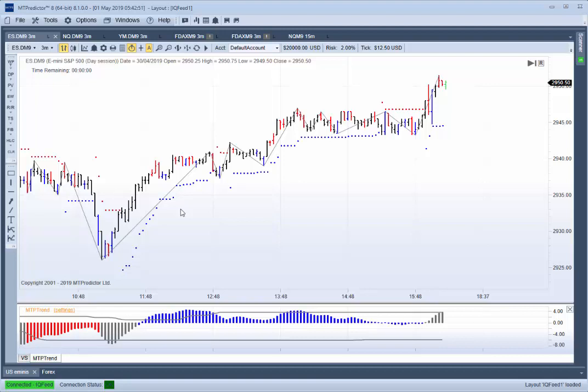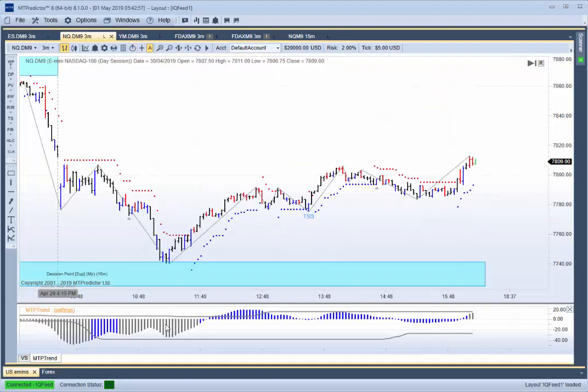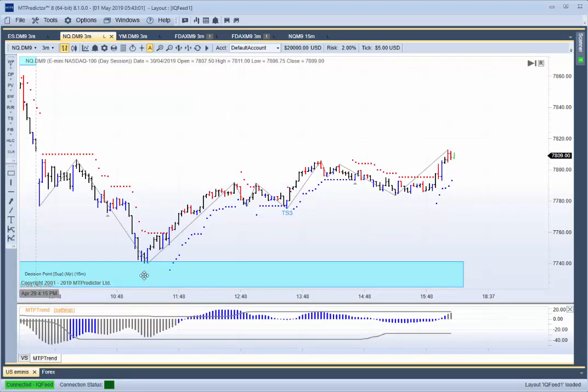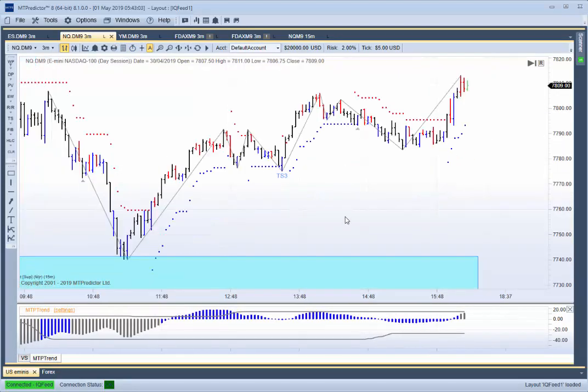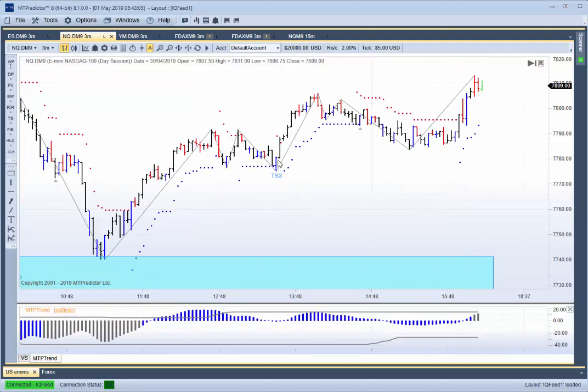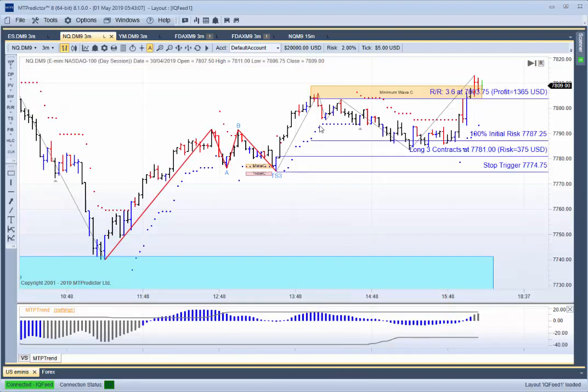So this is what we try to do with MTPredictor. Avoid the unclear times when you're unsure what's going on and wait to the times when the picture becomes clear. When it does, then gauge the large degree trend on your higher time frame charts and then look to take trades in the direction of that large degree trend, and then looking for profits that are large and losses that are small. So a good example of this unfolding on the US E-minis yesterday.